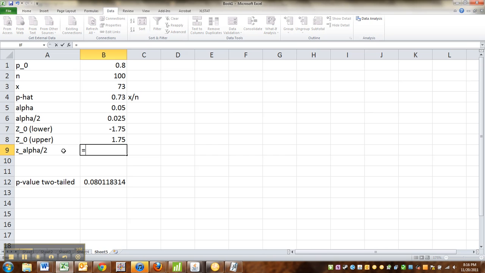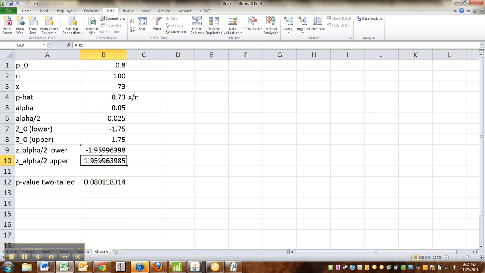This is going to be equal to NORM.INV, or NORM INV without the dot if you have older Excel. The probability is, you can do this two ways, but I'm going to do 1 minus 0.025, because what it really is is 0.975. Or if you really want, you can actually do just 0.025, comma 0, comma 1. There you go. That's the lower one. So this is the lower, and then the upper will be z alpha upper, which is equal to the negative of that, the opposite.